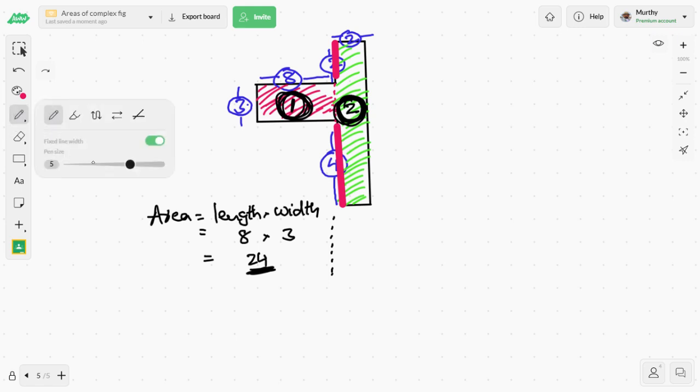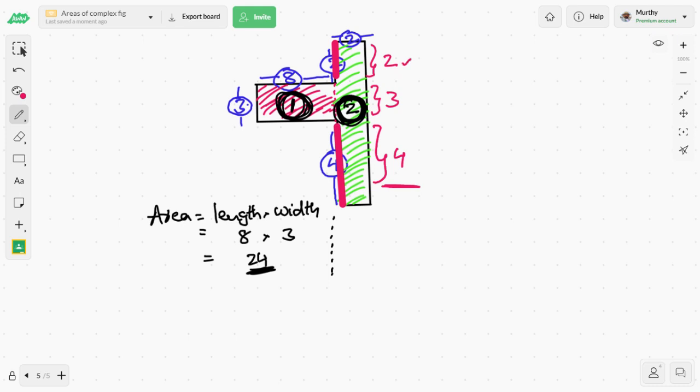So let me write once again in detail. I know that this is 2 units and this one is 3 units because opposite sides are equal. I repeat, opposite sides are equal. If it is 3 units, then this one also must be 3, and this one is 4 units. So what is the total length? 2 plus 3 is 5. 5 plus 4, it is 9. Therefore, this is going to be 9 units.